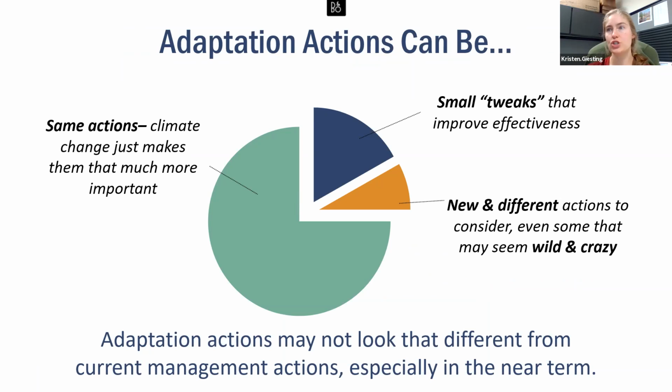And this pie chart is just demonstrating that oftentimes the climate adaptation actions we're developing are the same actions that we may already be taking, but climate change just makes those actions even more critical. And then other actions that we come up with might be small tweaks that will improve effectiveness. And then finally, other adaptation actions might be totally new ideas. Maybe they're wild and crazy, really different from anything you've considered in the past. So all of these approaches are equally useful and valid.